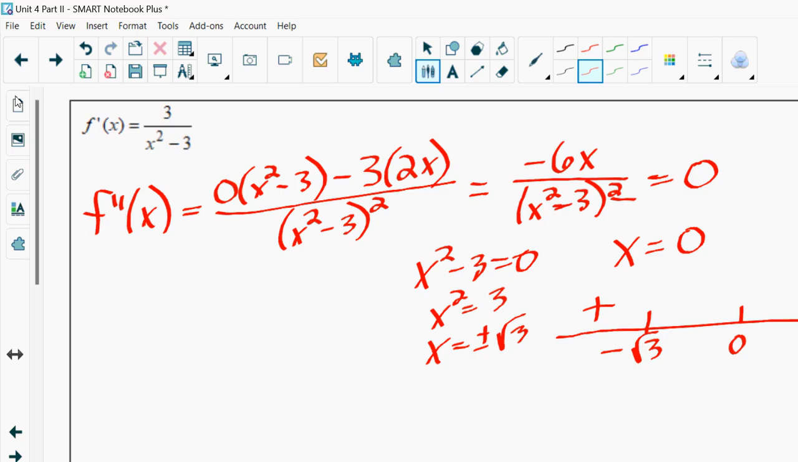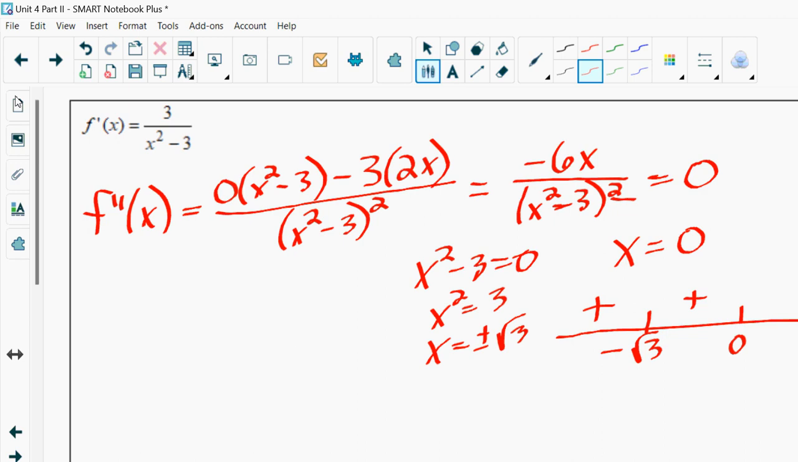What if I plug in a number between 0 and negative square root of 3? Maybe you don't even know what negative square root of 3 is, but do you agree any number between 0 and that number is still a negative number? And if I take a negative number times negative 6, do you agree that that's still going to be a positive number? So that is not an inflection point. We checked it, but it didn't change, so that is not an inflection point.